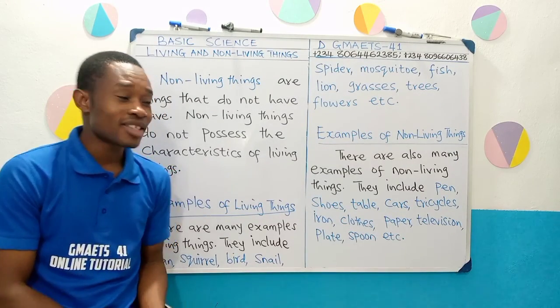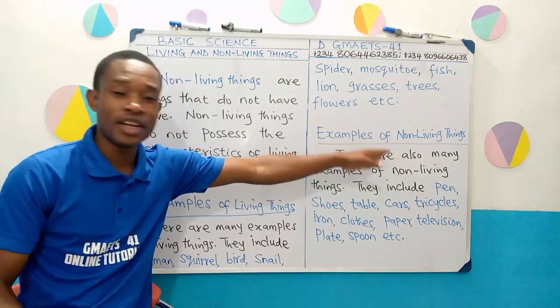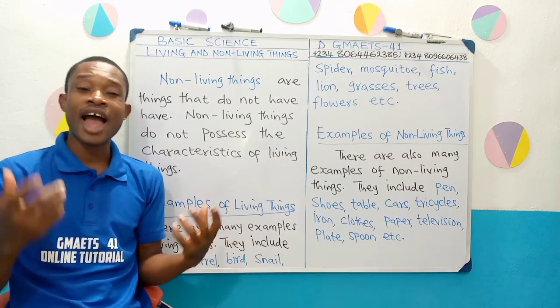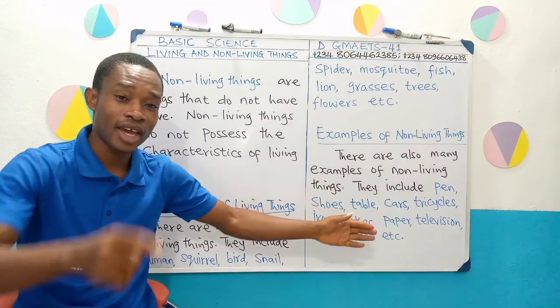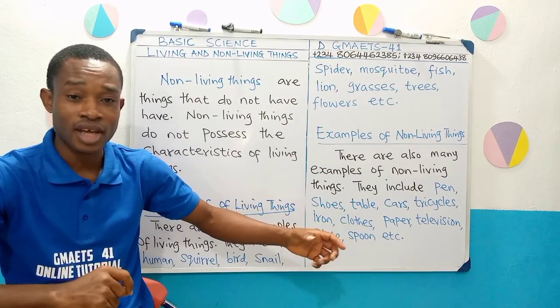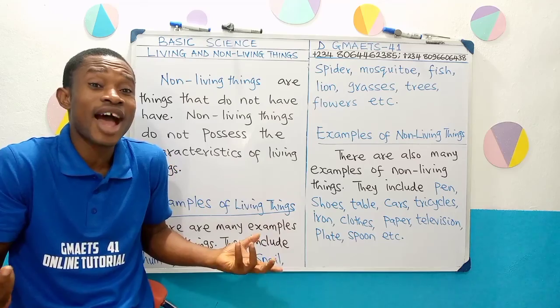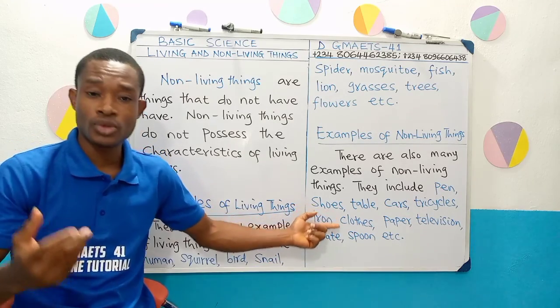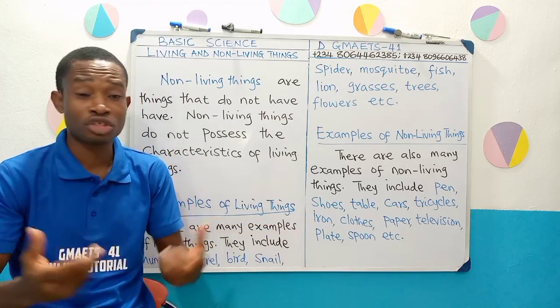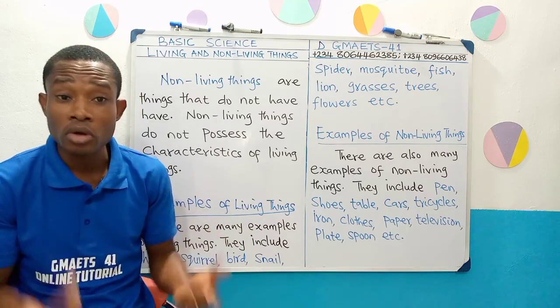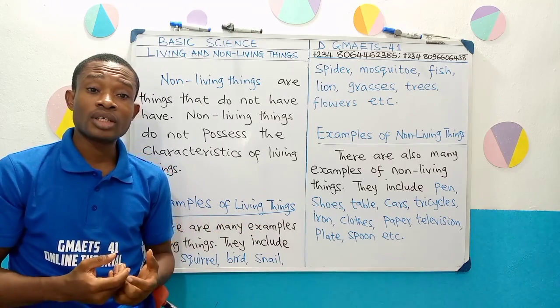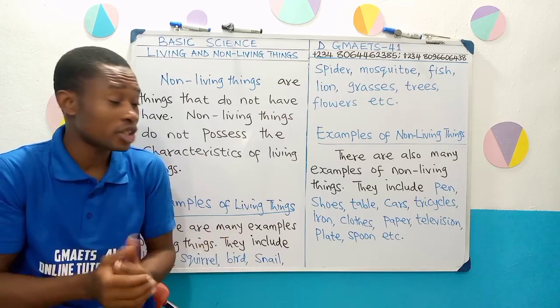Let us now look at examples of non-living things, things that do not have life. Some of them we have on the board. Pen, okay? That pen you're using to write now is an example of a non-living thing. It does not have life. Shoes, okay? You put on your footwear. Shoes do not have life. It doesn't eat. It doesn't move on its own, okay? It doesn't respire. There is no respiration.